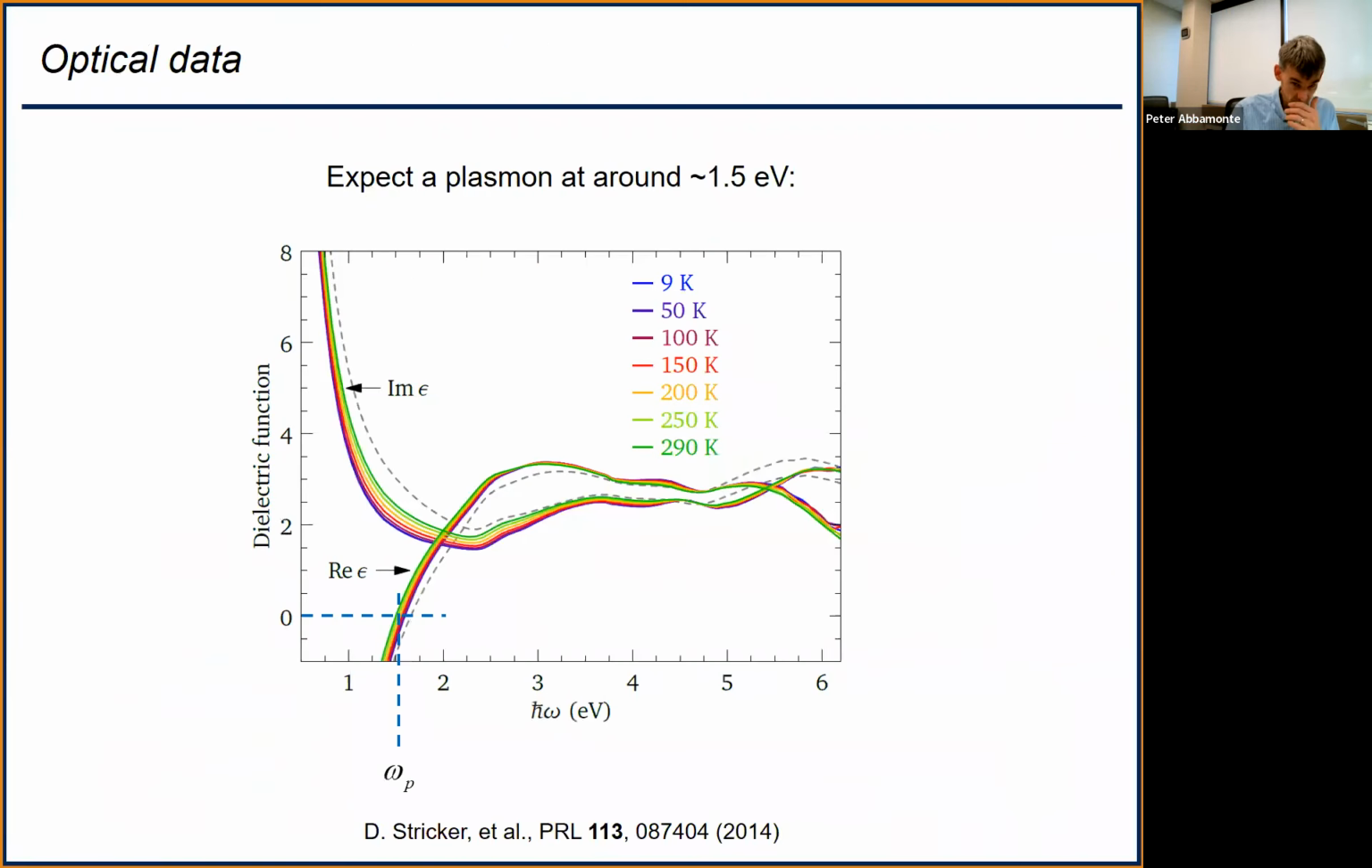Okay, good. So what would you expect to see? Let's suppose we just guessed ahead of time, what would we think we'd see in a measurement? Strontium ruthenate is a good metal, so you expect it to have a plasmon. Where do plasmons appear? In general, they appear where the real part of the dielectric function crosses zero. In strontium ruthenate, that happens at about 1.5 eV. So you might expect to see a peak at 1.5 eV.